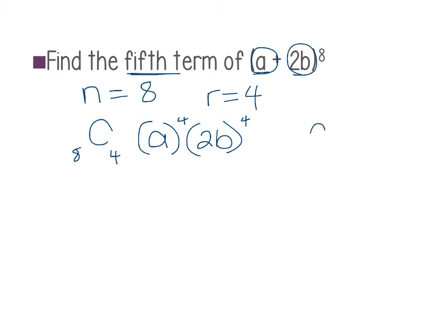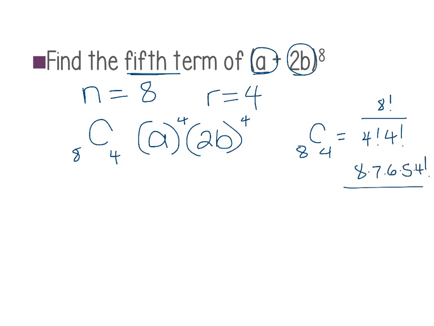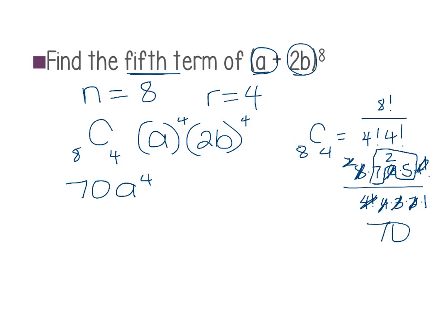So now C8, 4 is 8 factorial over 4 factorial times 4 factorial, 8, 7, 6, 5, 4 factorial. These cancel. 4 goes into 8 2 times. And then 2 and 2 cancel out. 3 goes into 6 2 times. And I have 7 times 2 times 5, which is 70. And then 2 times 2 times 2 times 2, 16. B to the fourth.